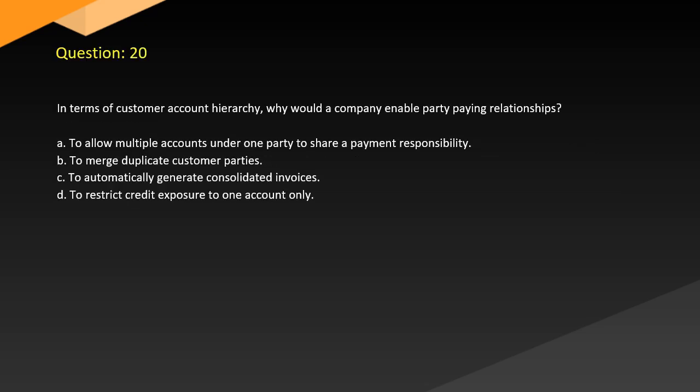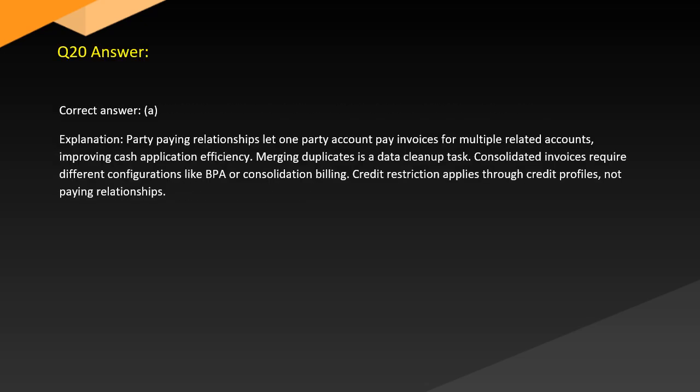Question 20. In terms of customer account hierarchy, why would a company enable party paying relationships? A. To allow multiple accounts under one party to share a payment responsibility. B. To merge duplicate customer parties. C. To automatically generate consolidated invoices. D. To restrict credit exposure to one account only. Answer. Correct answer. A. Explanation.